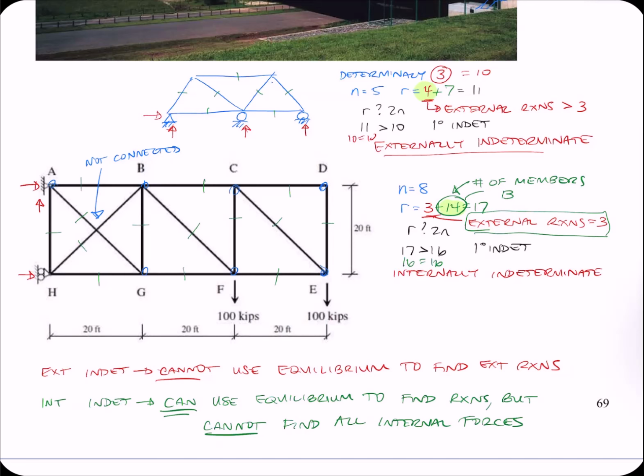So that's where we're at. We've got 2 options. This first one, if our external reactions are more than 3, we're going to treat it exactly like we did the beams. If our external reactions are equal to 3, we are now internally indeterminate, and we're going to have to handle this a little bit differently, but still the same general steps.